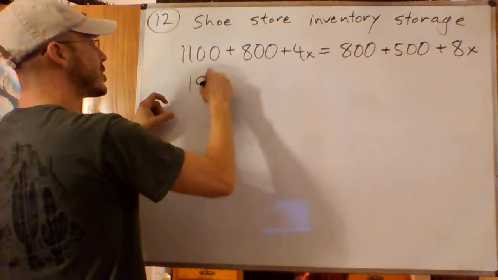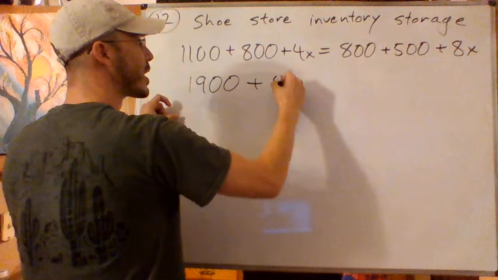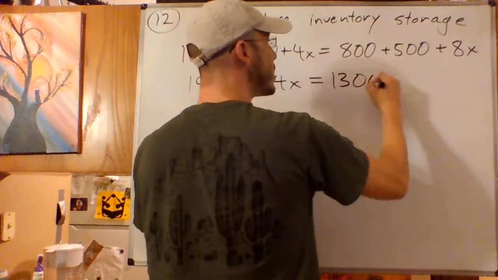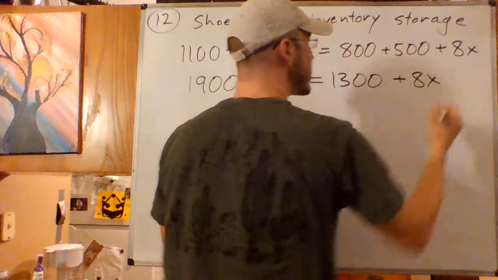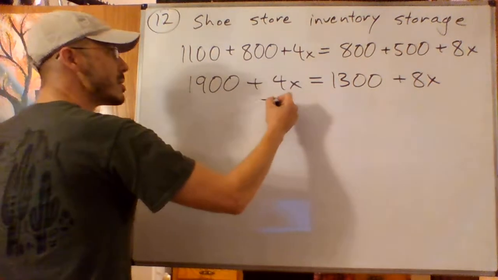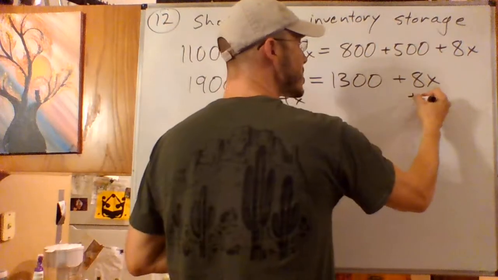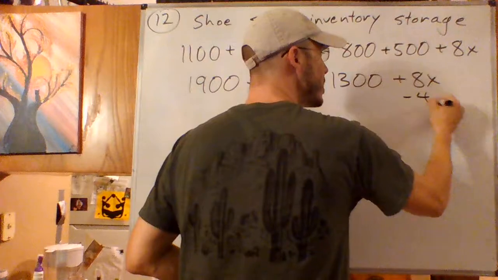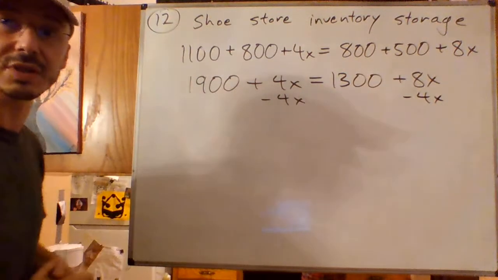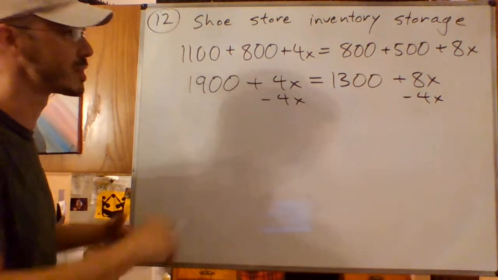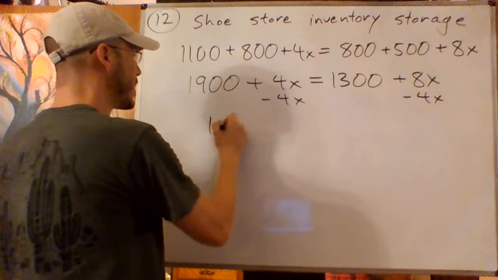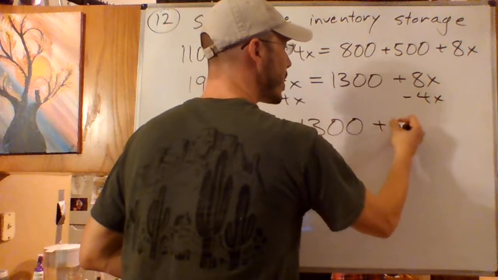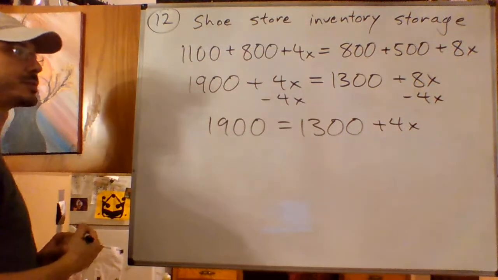here. This is 1900 plus 4x equals, these can combine to 1300 plus 8x. Now I'm going to subtract 4x from both sides, and you could subtract 8x from both sides instead, but this will keep a positive coefficient. It really doesn't matter too much. 1900 equals 1300 plus 4x is the result.